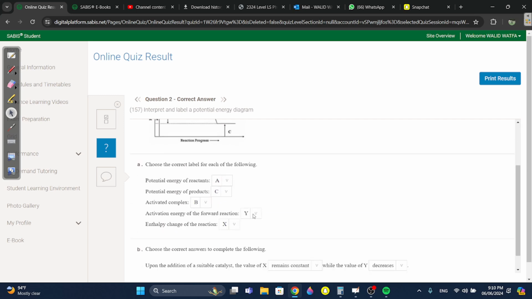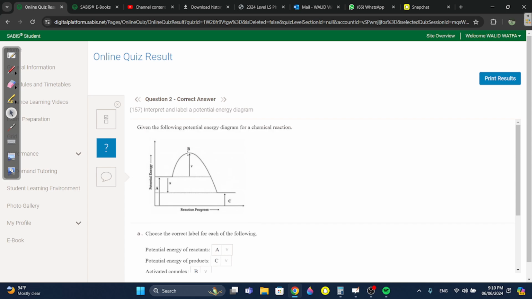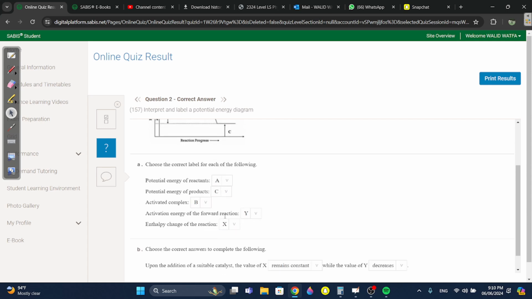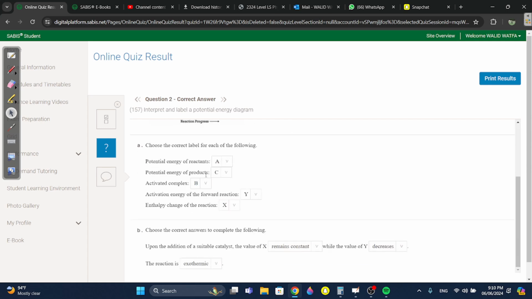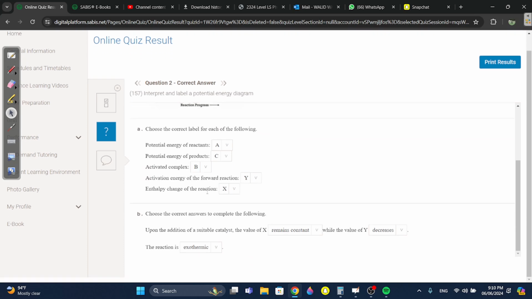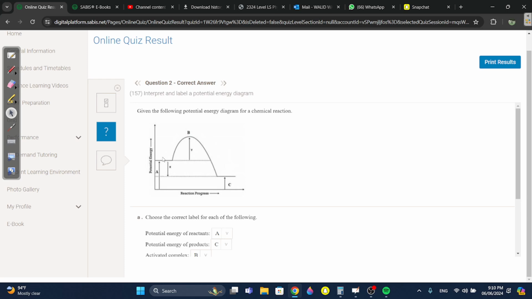Activation energy of the forward reaction. Okay, activation energy is what separates the activated complex and the reactants or the products. Since I'm talking about the reactant, that would be the forward reaction. In case they bring it, the forward reaction is going from reactants to activated complex, but products to activated complex would be the backward. Activation energy of the forward would be Y. Enthalpy change of the reaction would be the difference between the reactants and the products, and that would be X. It's separating the reactants and our products.